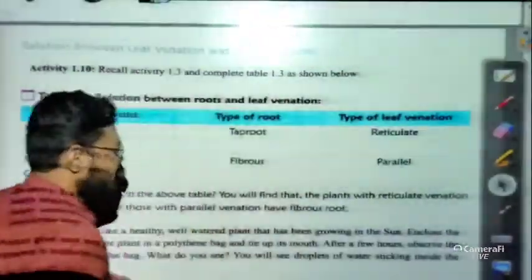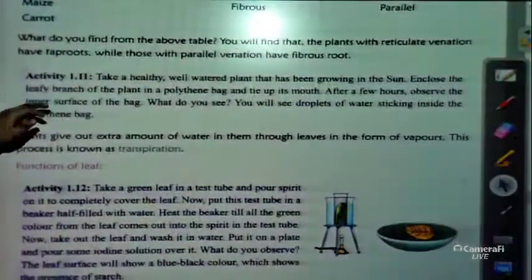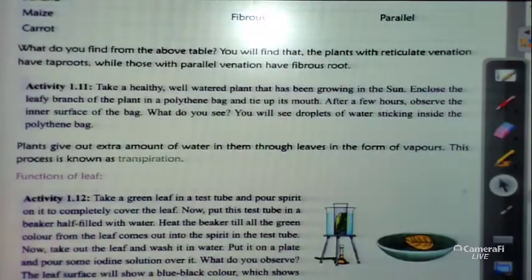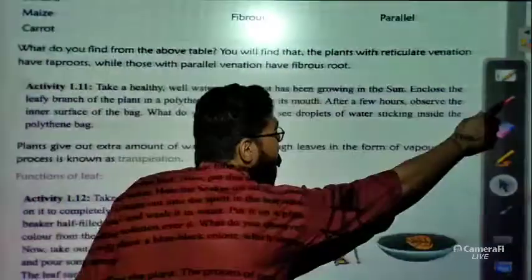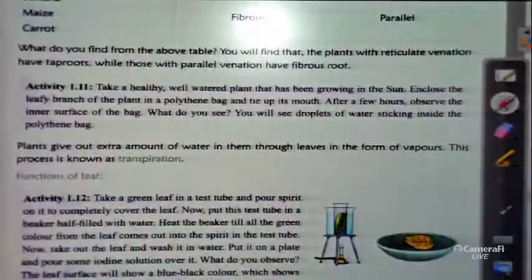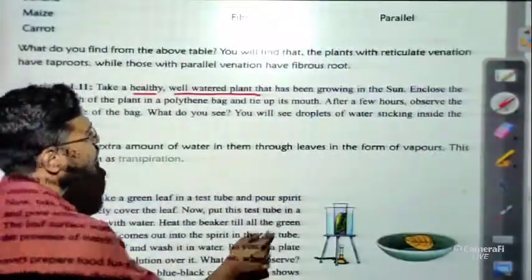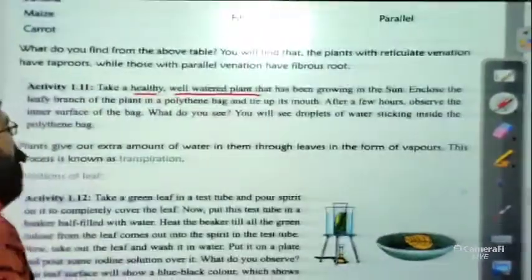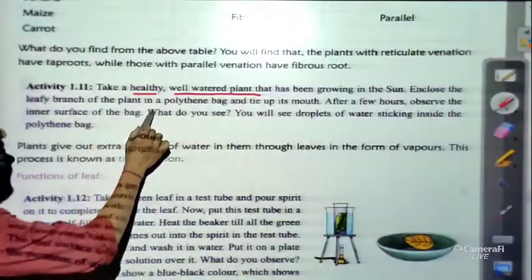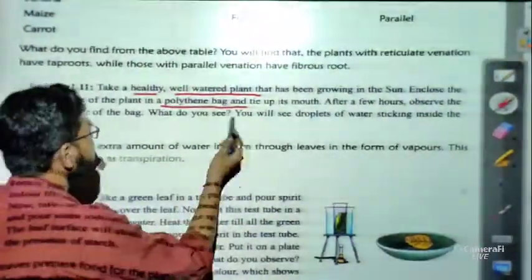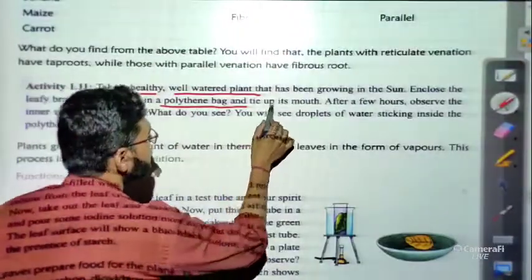Now an activity is there, so let us discuss the activity first. In this activity it is said to take a healthy, well watered plant that is growing in the sun, and enclose the leafy branch of the plant in a polythene bag. So we have to enclose the leaves in a polythene bag and tie up its mouth.